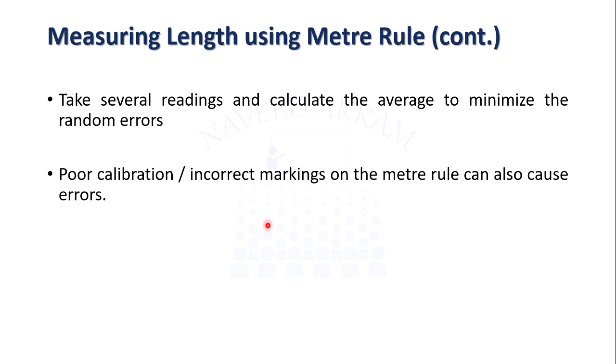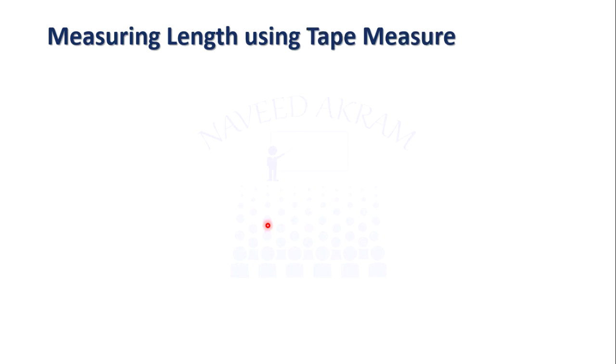So if you want you can calibrate it with some more accurate meter rule. These steel rules are much more accurate than wooden or plastic rules. Next is the measuring length using tape measure. The least count of the tape measure is also 1 millimeter and 0.1 centimeter.